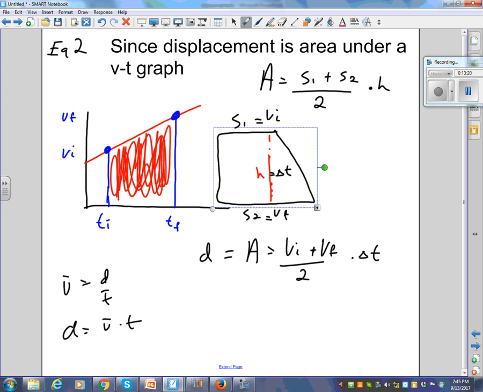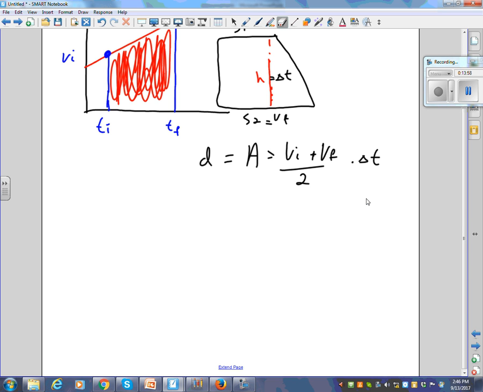VI plus VF over 2. Nice, eh? Again, I'm reminding you, you don't need to be able to do this on your own. You just sit back and enjoy this process. And then I go, check. I haven't boxed yet. Just wait for the box. Okay.